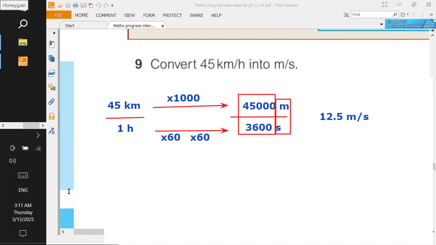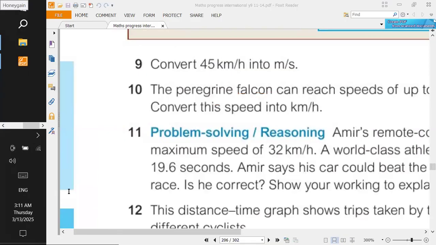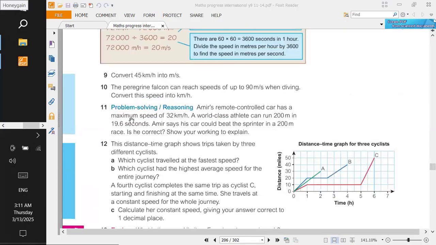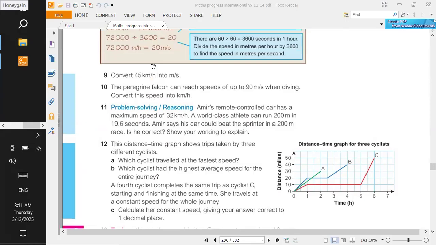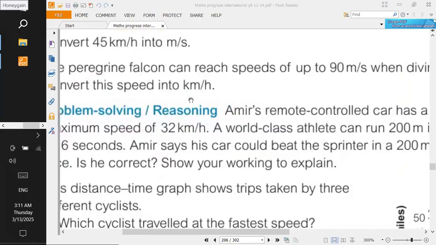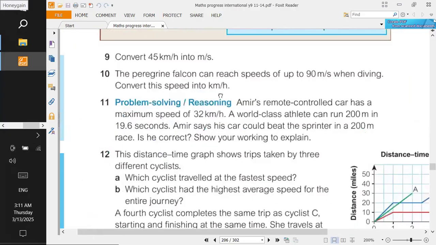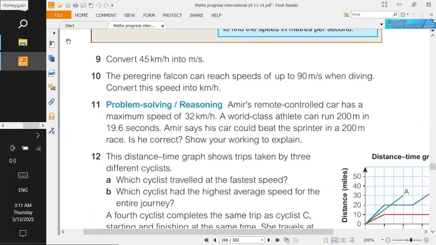Now let's move on to the next question. That's the idea of converting units. Here I converted from a bigger unit into a smaller one. Here it's the opposite. I'm going to convert a smaller unit into a bigger one. Now let me do question 10 for you. I think this is the last question in this lesson. So we're going to convert units from a smaller to a bigger unit.